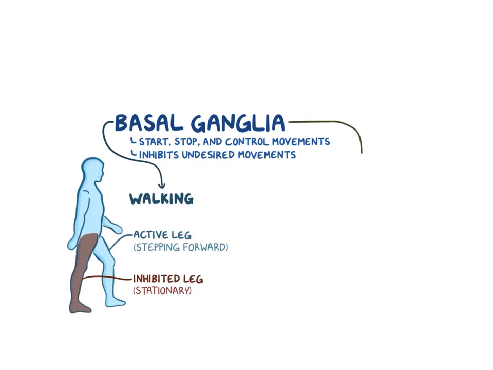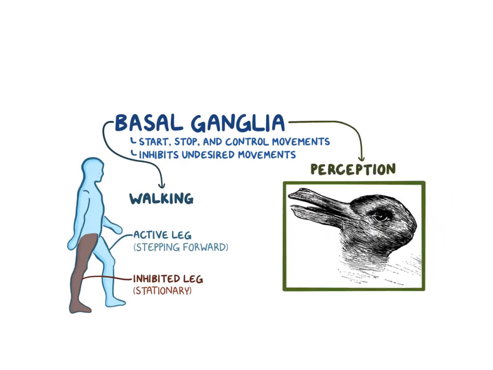Additionally, the basal ganglia is involved in perception. Let's take a look at this picture as an example. You can either see a rabbit with its two long ears, or a duck with its beak, and you can choose which animal to see. But you can't see both simultaneously, because the basal ganglia stimulates the vision of one while it inhibits the vision of the other one. For this reason, the brain can only perceive one image at a time.